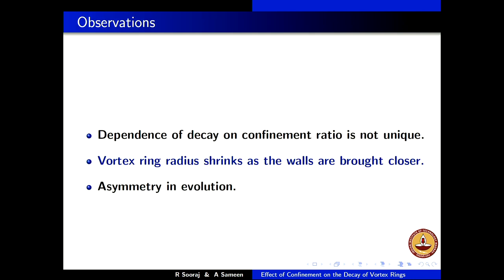So in order to conclude, the main thing we have to say is that the dependence of decay on confinement ratio alone we cannot say, because we cannot make any model for a decay pattern just based on the confinement ratio. Now the vortex ring shrinks as the walls are brought closer, and there is an asymmetry in evolution when the confinement that we are introducing is asymmetric, non-axisymmetric. So yeah, thank you. If you have any questions you can ask.